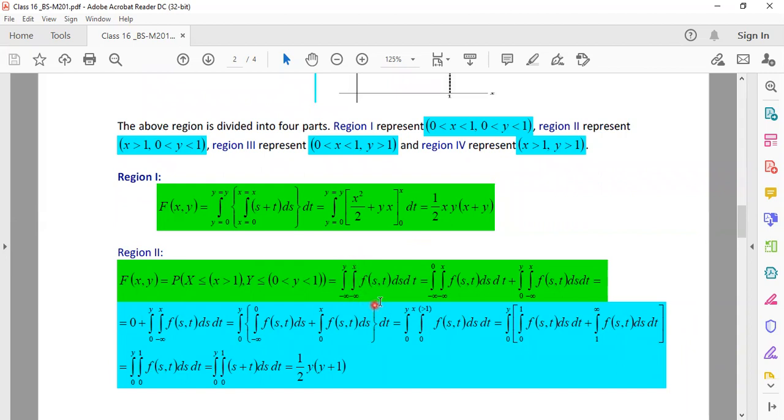Now, what I have done is that without changing the inner integration, I have tried to change the outer integration, and I have divided the outer integration, that is with respect to y. I'm writing it as from minus infinity to 0 and from 0 to y. That I can do, and I have the freedom to do this. But at the same time, we have to keep in mind that this y is taking the value from 0 to 1.